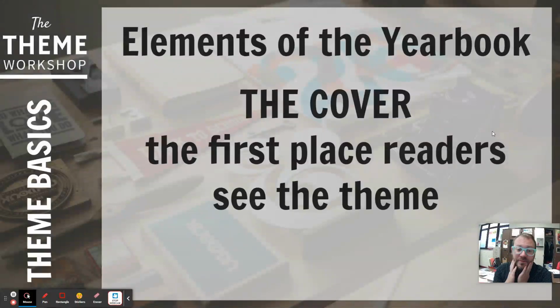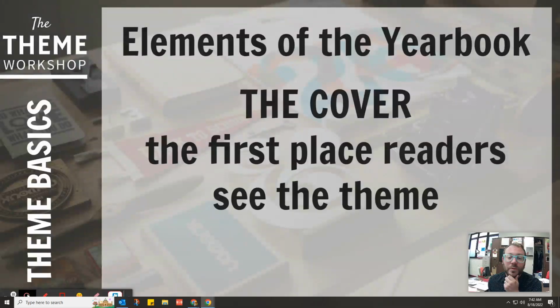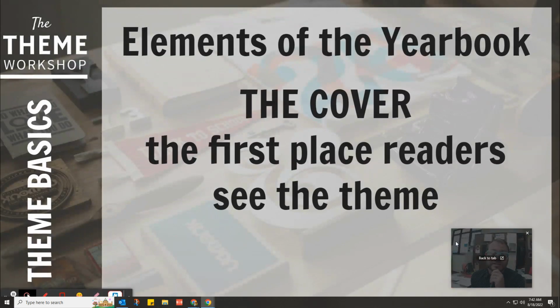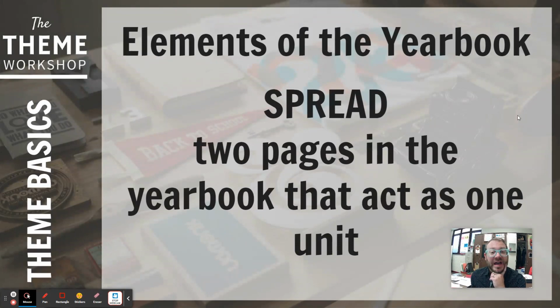So, elements of your book. When you're thinking about theme, you're going to see the theme right away on the cover. That's the first place people see the theme. And so you'll be working on a cover. A spread is 2 pages that come together. So for a yearbook, you'll be playing around with the idea of 2 pages at once.